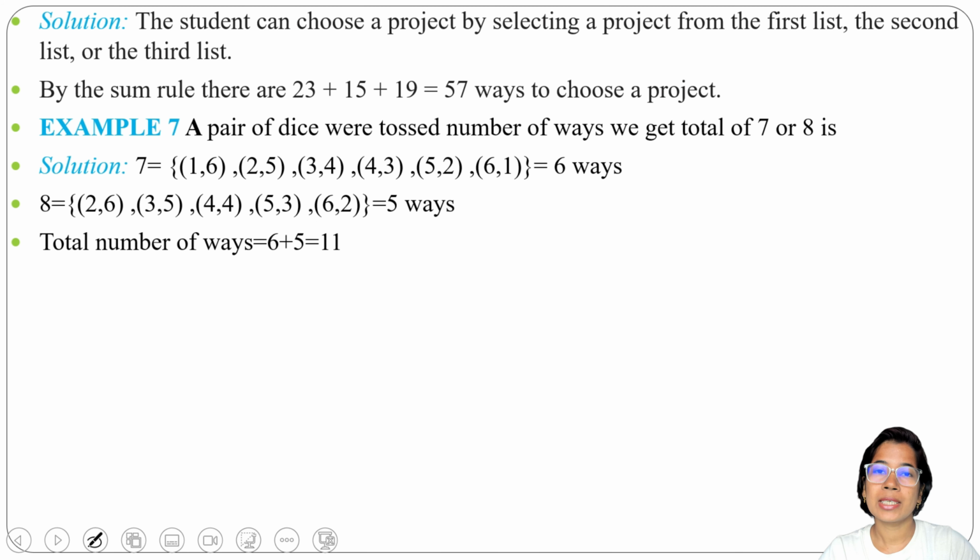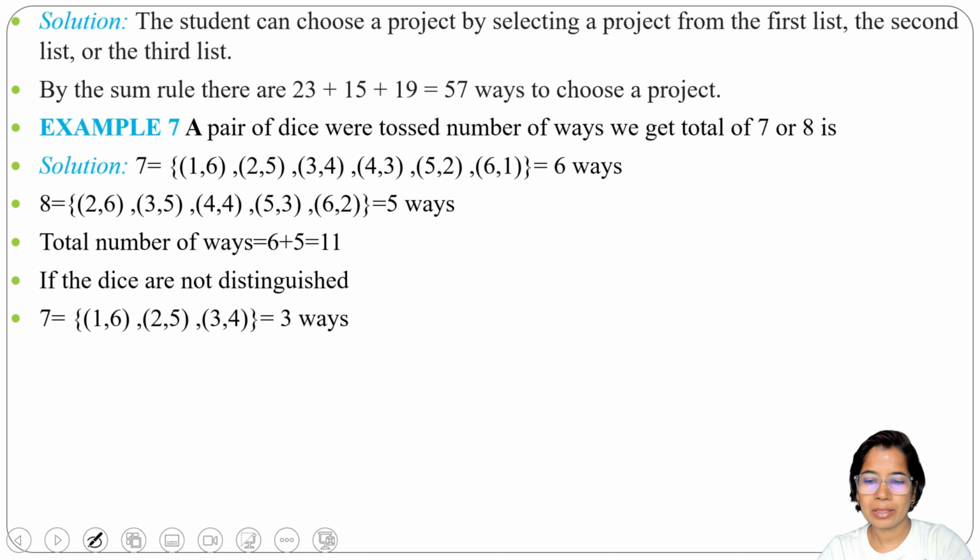Now if the 2 dice are identical, in case of identical dice, 3, 4 and 4, 3 will be the same. So we can get 7 in 3 ways. If the 2 dice are identical, it's 1, 6; 2, 5; 3, 4, as 3, 4 is the same as 4, 3; 2, 5 is the same as 5, 2; 1, 6 is the same as 6, 1. So total 3 ways if the 2 dice are identical.